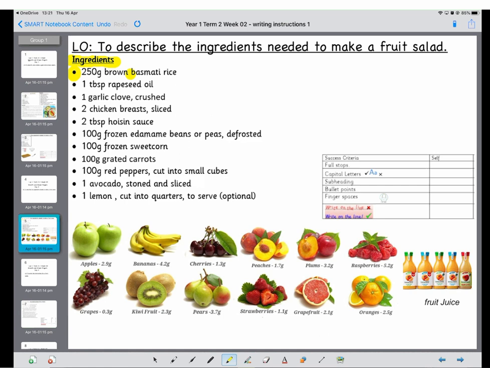So now I'm going to have a go at starting you off, and then you choose as many as you want of these fruit and fruit juice that you are going to include in your recipe for a fruit salad. Okay, so here we go. We're going to start with the subheading. And the subheading is already there for us, so it's ingredients. Ingredients. You've spelt it right.